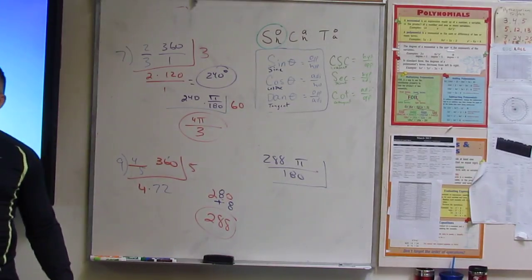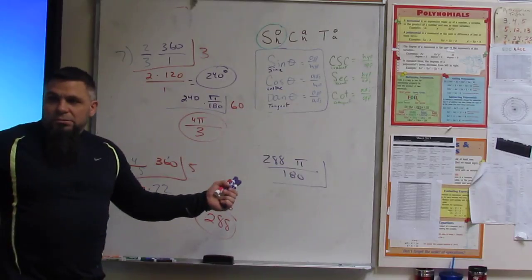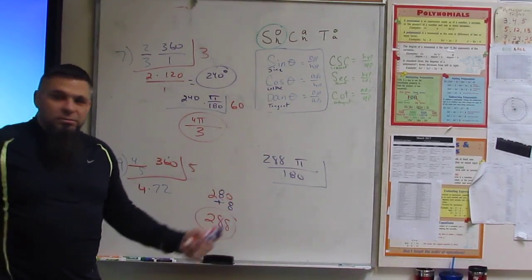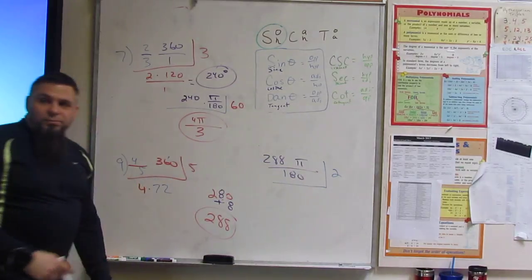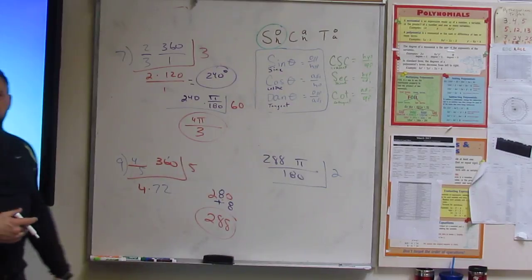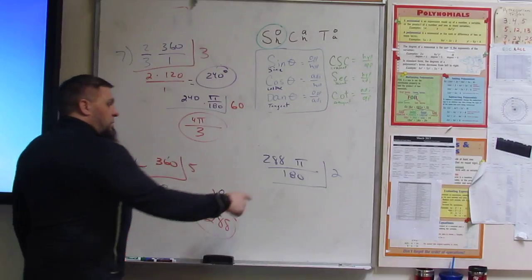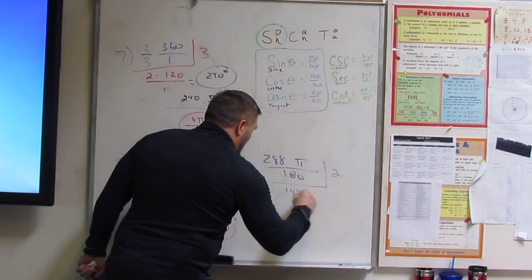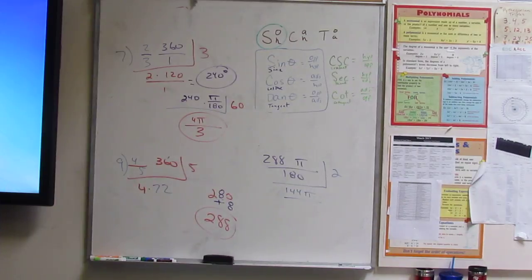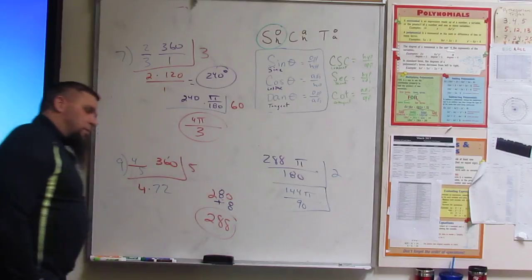What goes into 288 and 180? How about we just start with the easy number, 2? Every time I say 2, you say no. Works great. 288 and 180. So if I do 2, how many times does 2 go into 288? 144. And then how many times into 180? 90. Okay, then can we do 2 again?